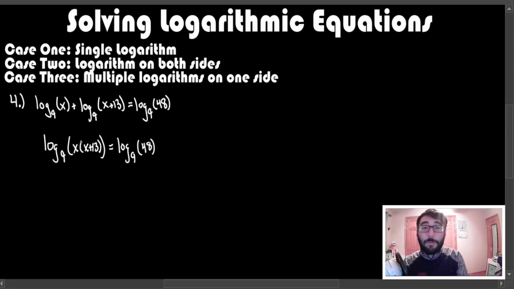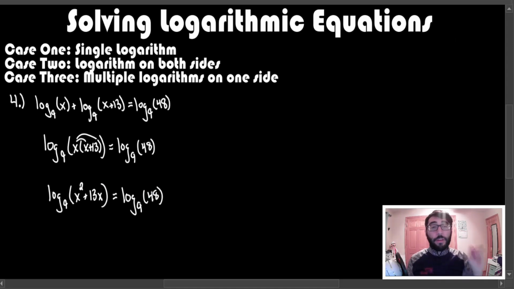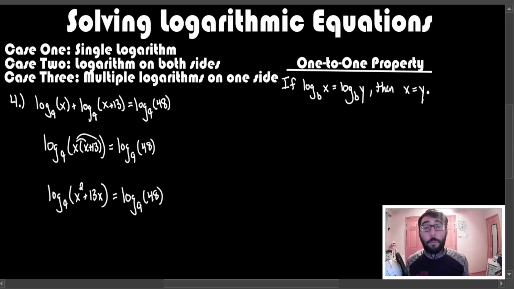And now I'm going to clean up this left-hand side first. I'm going to distribute that x. So it's going to become log base 9 of x squared plus 13x. And now look what I got. I have a single logarithm on both sides of the equation. That's exactly when we used the one-to-one property, just in the very last problem. Remember our one-to-one property: if we have a single log on each side of the equation and both have the same base, that means the arguments must be equal. So now what I can do is set these arguments equal to one another.